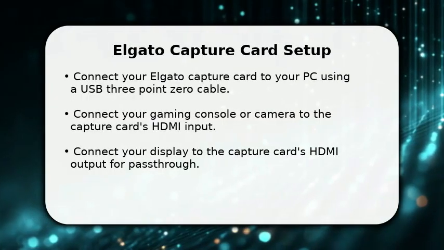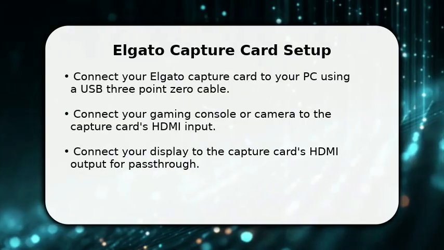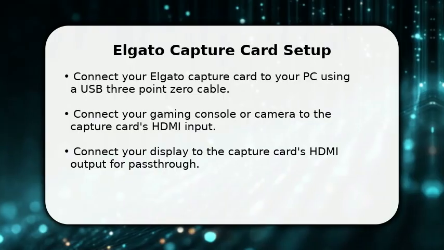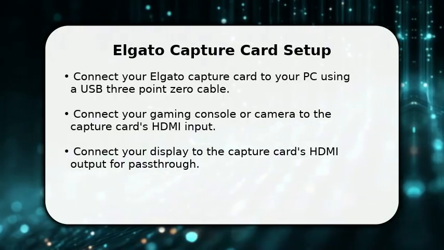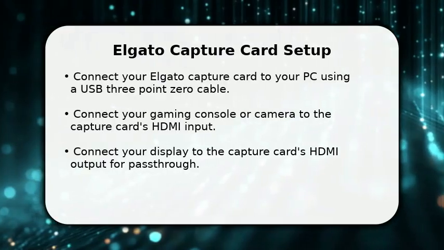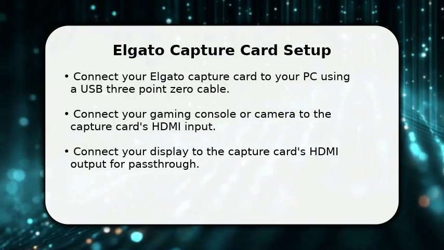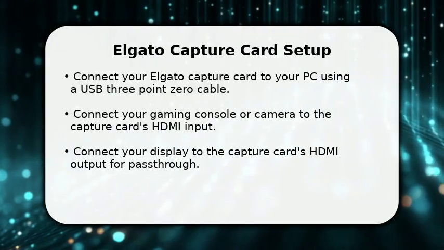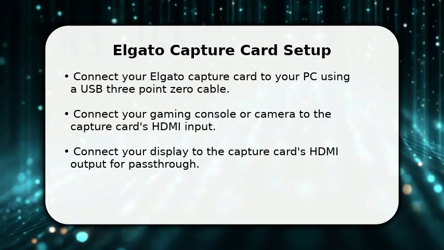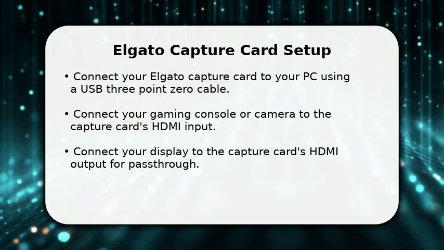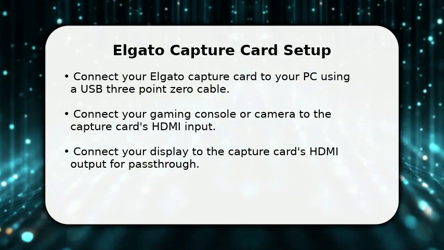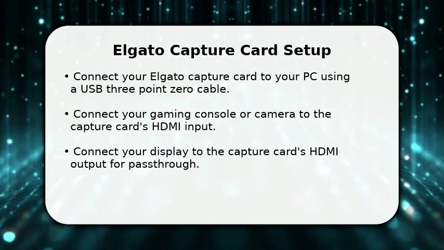In this video, I will show you how to set up your Elgato capture card with your PC. First, connect your Elgato capture card to an available USB 3.0 port on your computer using the provided cable. Next, take an HDMI cable from your gaming console or camera and plug it into the HDMI input on your capture card. Finally, connect another HDMI cable from the capture card's HDMI output to your monitor or TV for seamless pass-through viewing. This ensures you see your game without any delay.